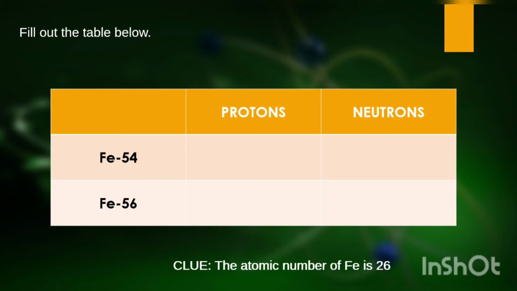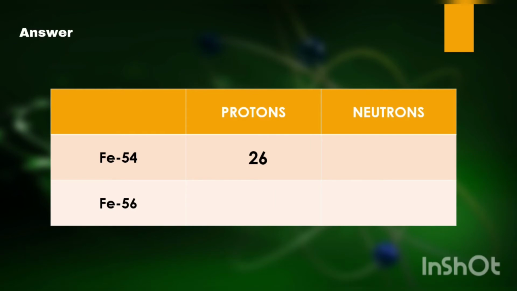Okay, done? Since the atomic number of iron is 26, it has 26 protons for iron-54 and iron-56 because they are both iron. If the number of protons for iron-54 is 26, 54 minus 26, then we have 28 neutrons. For iron-56, the number of neutrons is 30. If you got a perfect score, then congratulations!